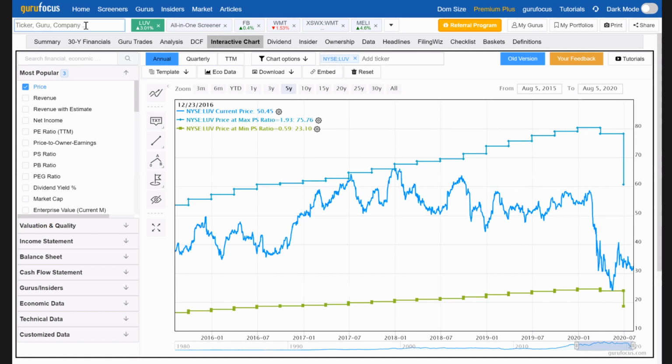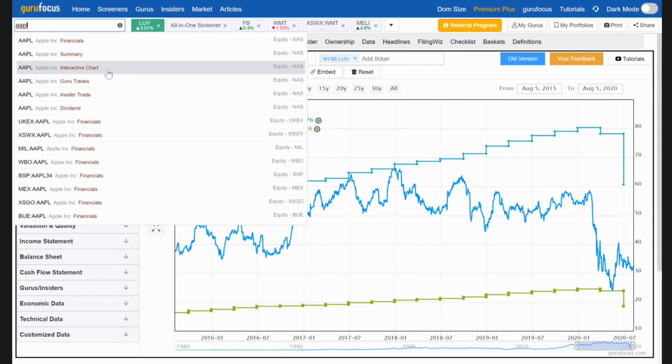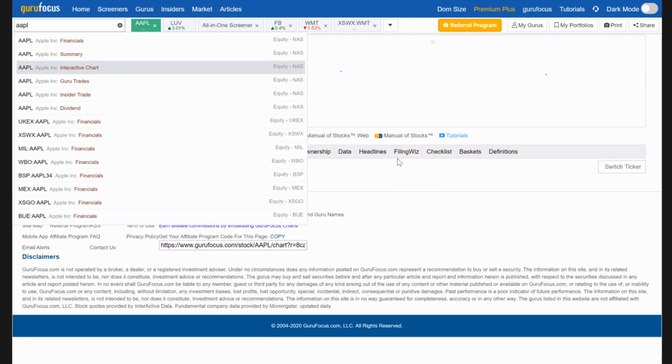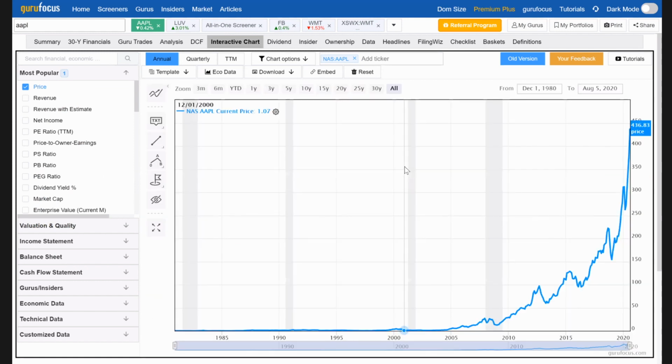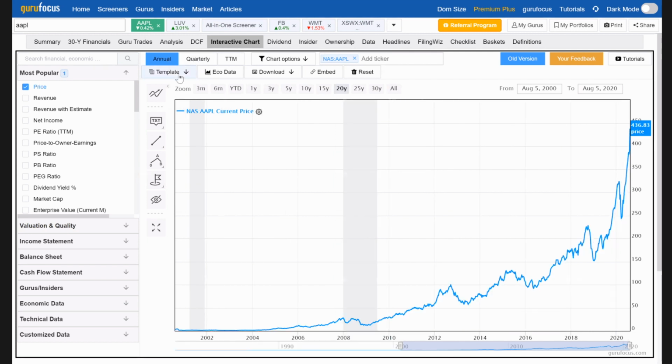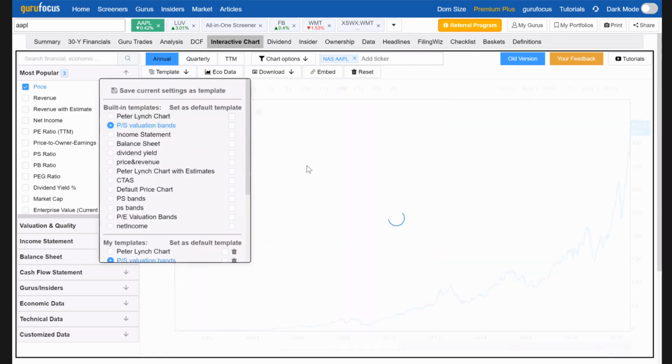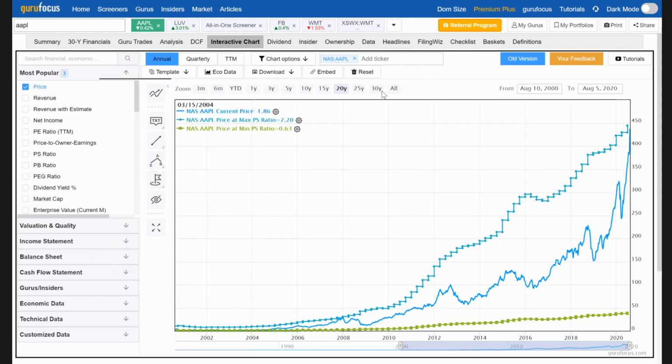Okay, someone asked me to show Apple. I'll show Apple here. If I bring up this template, price to sales valuation bands. Here, Apple's growth is just so fast. You don't want to see 20 years, but it was so narrow here because the sales grow so much.